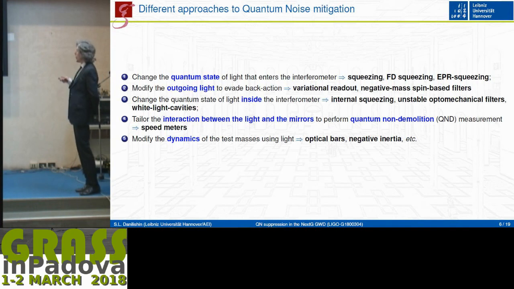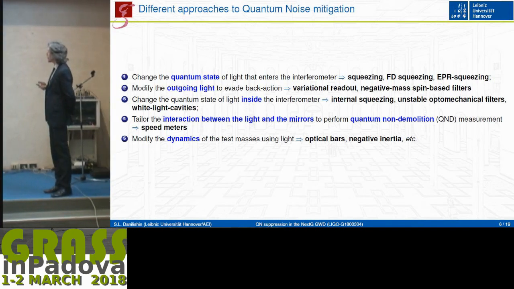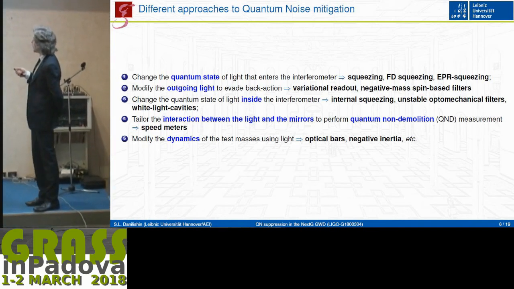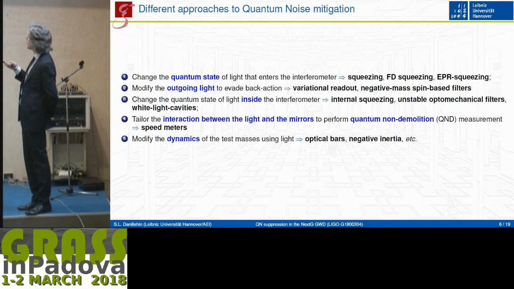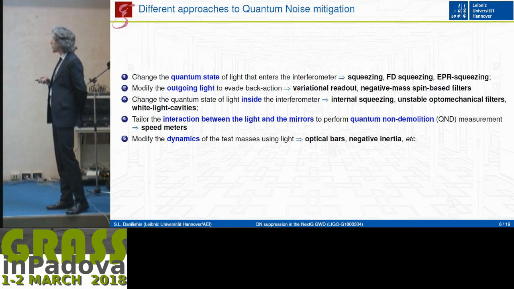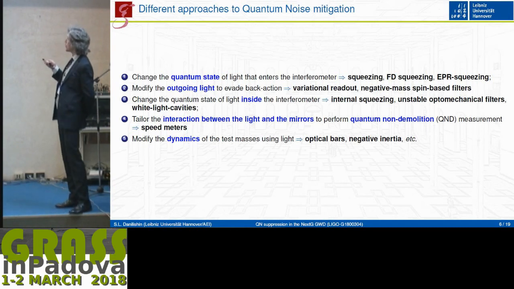So now, when we roughly know what the quantum noise is and how it looks at the output of the detector, basically a squeezed state with frequency-dependent squeezing and frequency-dependent squeezing factor at the same time, there are strategies developed in recent times to improve the sensitivity of the detectors. The most obvious one is to change the quantum state of light that enters the interferometer. That basically means that we need to substitute the vacuum which enters the dark port of the interferometer by squeezed light. Since we have frequency-dependent ponderomotive squeezing, in order to mitigate it at different frequencies, we need frequency-dependent squeezing, and the most modern and fashionable technique is EPR squeezing. I will talk about it.